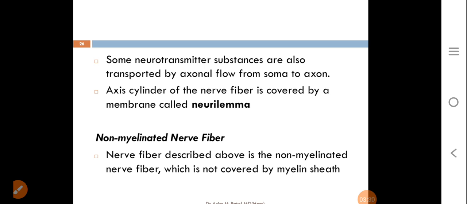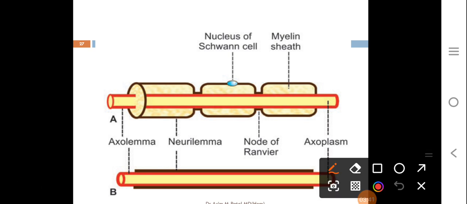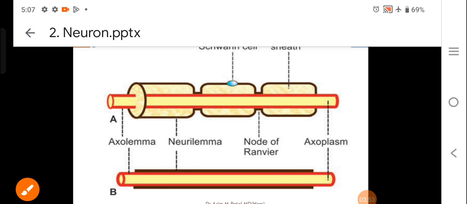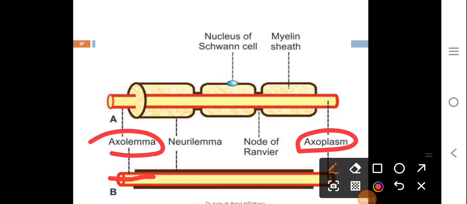Now, the nerve fiber described till now is a non-myelinated nerve fiber. In this diagram, A shows a myelinated nerve fiber and B shows the non-myelinated nerve fiber. Here you can see this particular part is the axoplasm. It is covered by axolemma. This is the covering of axoplasm. Axoplasm along with axolemma together are called the axis cylinder.